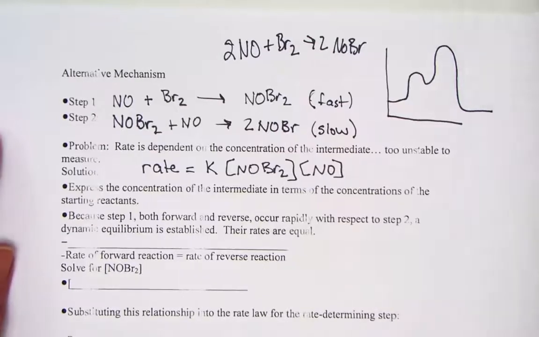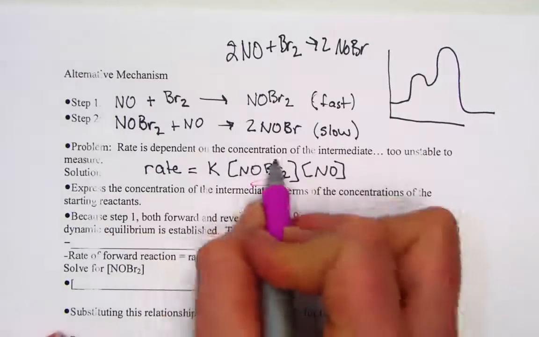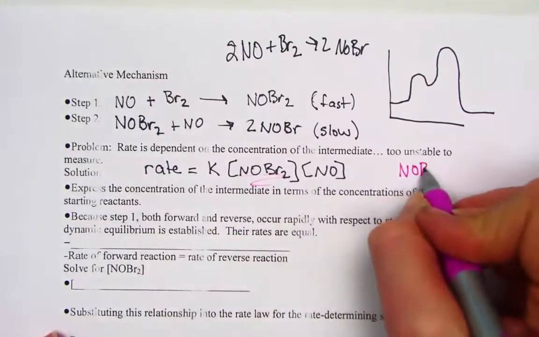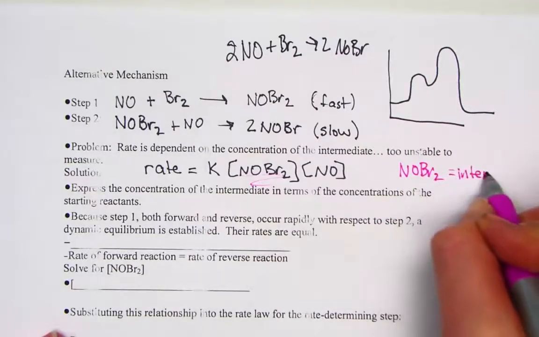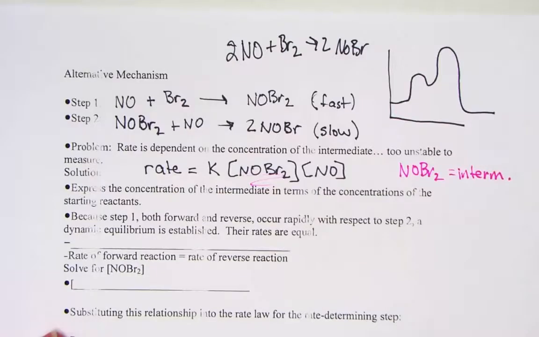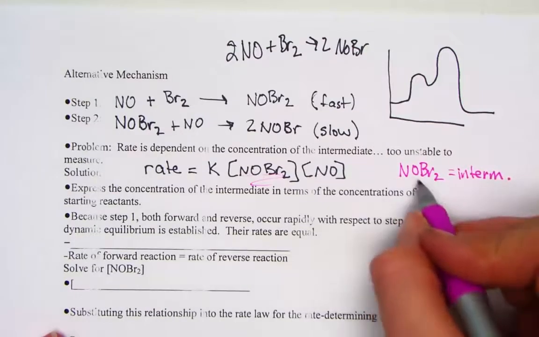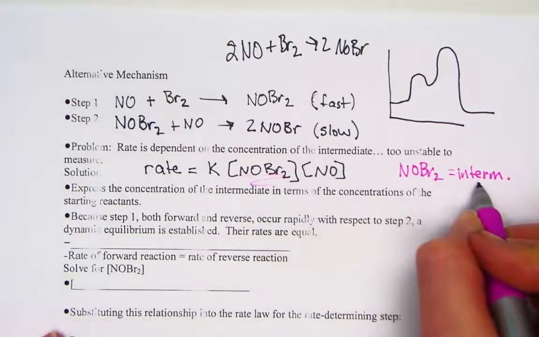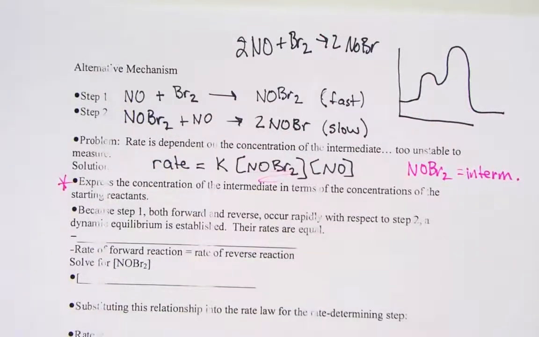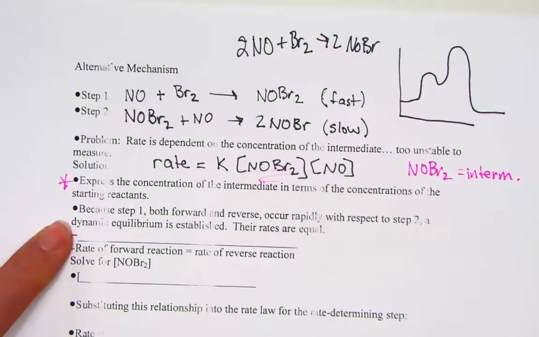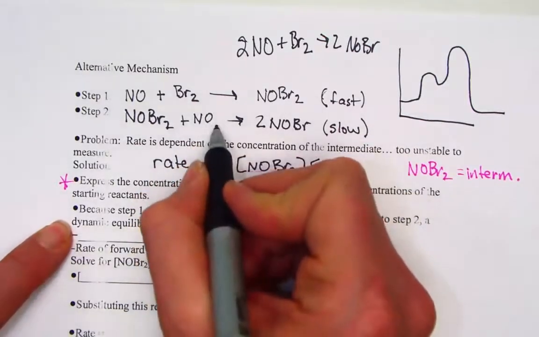The problem is we are not allowed to have an intermediate in our equation. It's too difficult to measure concentrations of intermediates. I mean, as soon as they're made, they get consumed. How are we going to measure the molarity of something like that? So the NOBr2 is an intermediate, and we're not allowed to express rate laws with an intermediate. But no big deal. What we'll do is go back and talk about the elementary reactions above.